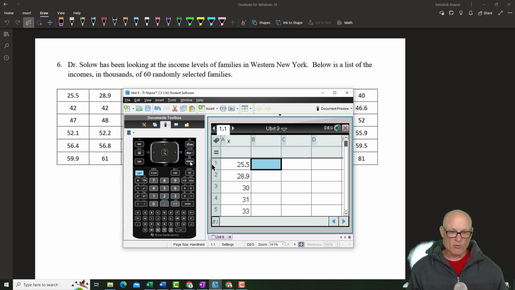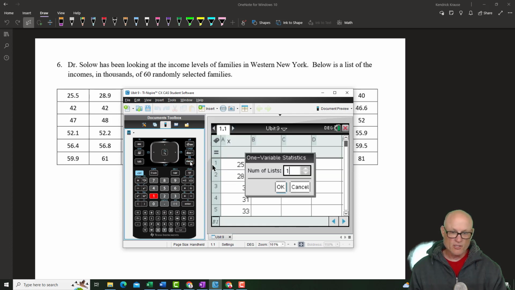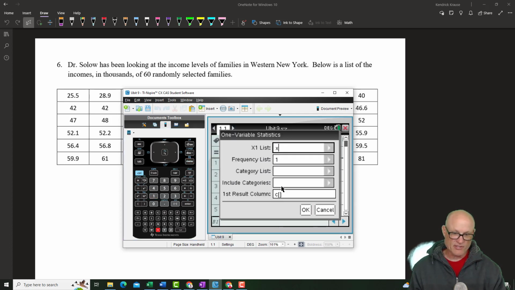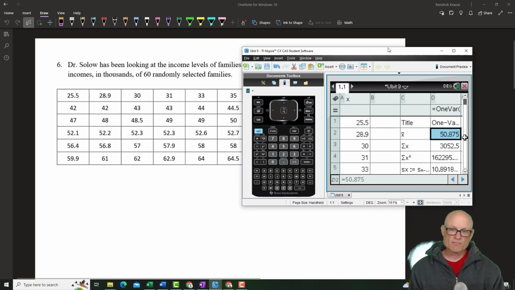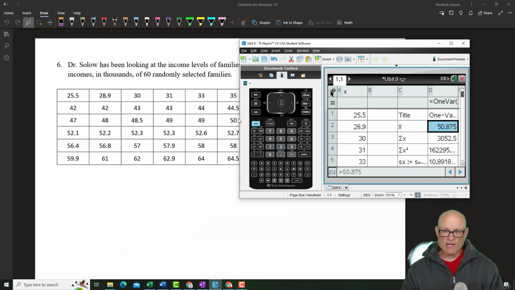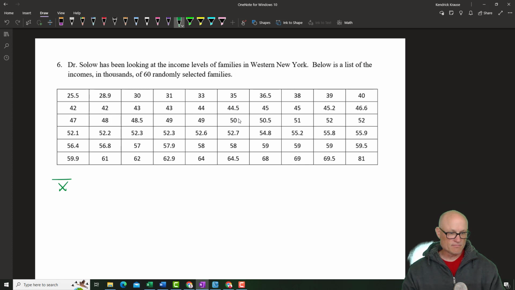So then we're going to run the 1-variable stats, right? We want to get our information. So we hit menu 4-1-1. We have one list. I called my list X. Now, we're going to put all this pertinent information right in here. So my X bar is 50.88.